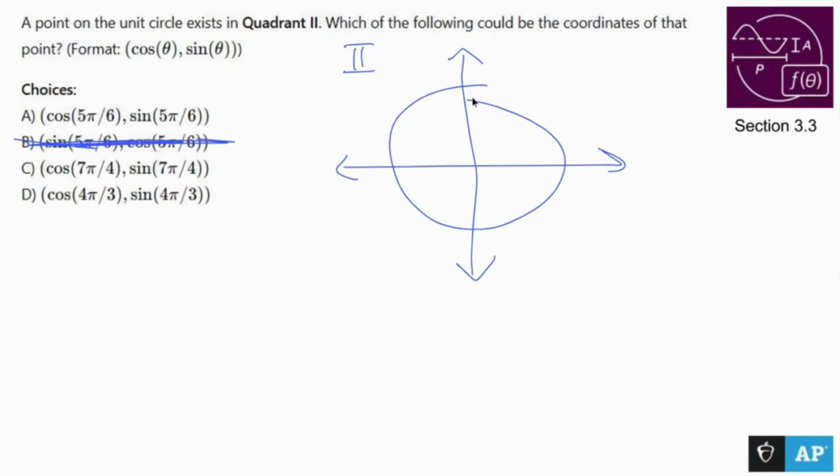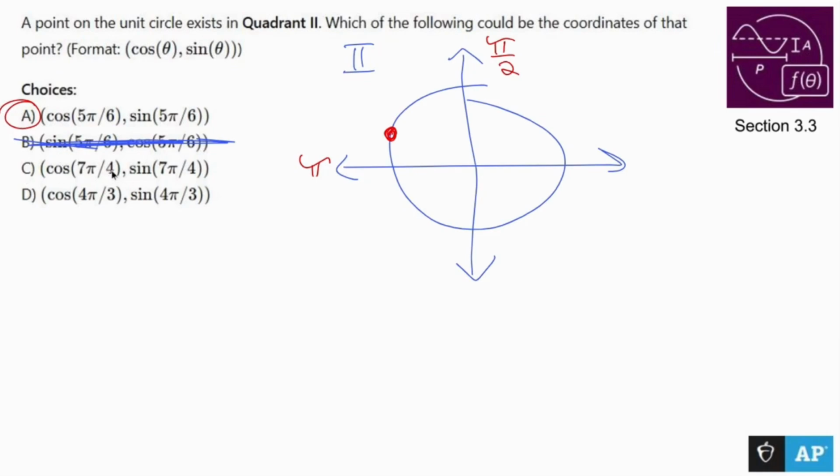Well, quadrant 2 lives in between pi over 2 and pi. So which of these is going to live there? Well, 5 pi over 6 is actually that guy right there. So 5 pi over 6 does live in quadrant 2, so A is going to be our answer.